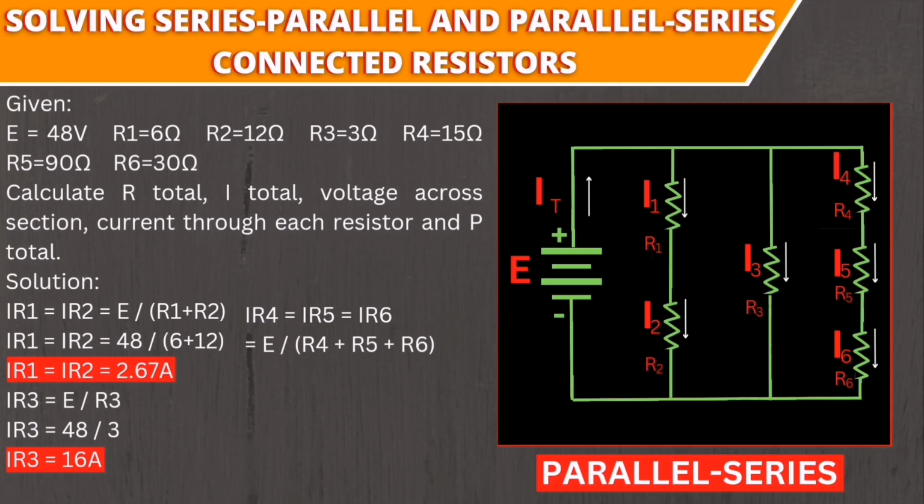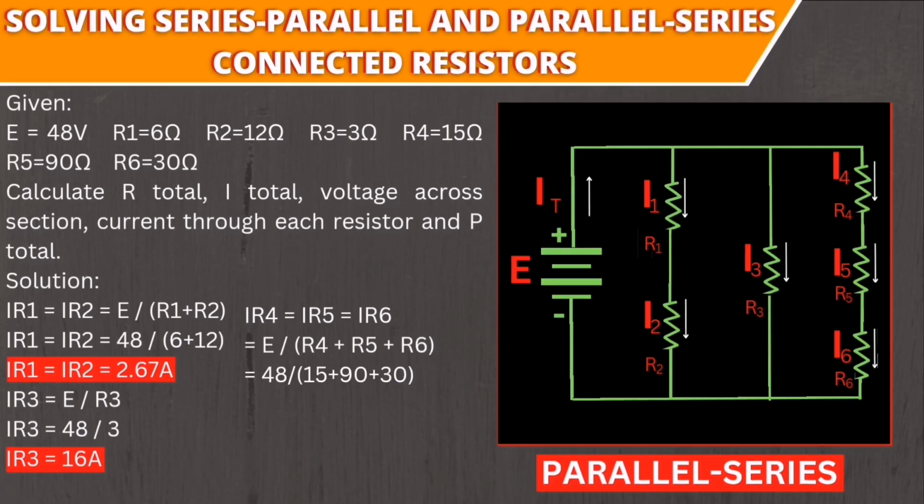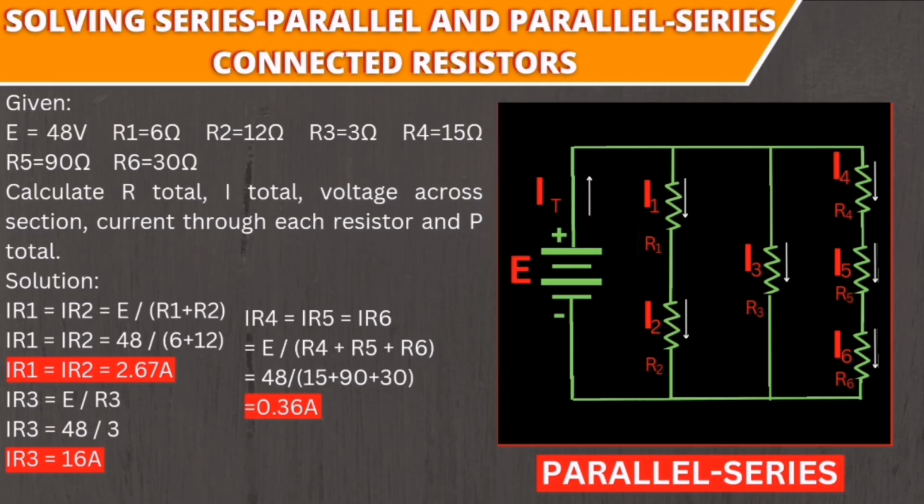And for the current of R4, R5 and R6, the solution is IR4 is equal to IR5 and also equal to IR6. Since they are connected in series, the solution is E divided by the summation of R4 plus R5 plus R6. So 48 volts divided by 15 ohms plus 90 ohms plus 30 ohms. That will result in 0.36 ampere. So as a summary, guys, IR1 and IR2 is equal to 2.67 amperes. Then IR3 is equal to 16 amperes. And lastly, IR4, IR5 and IR6 are all equal to 0.36 amperes.